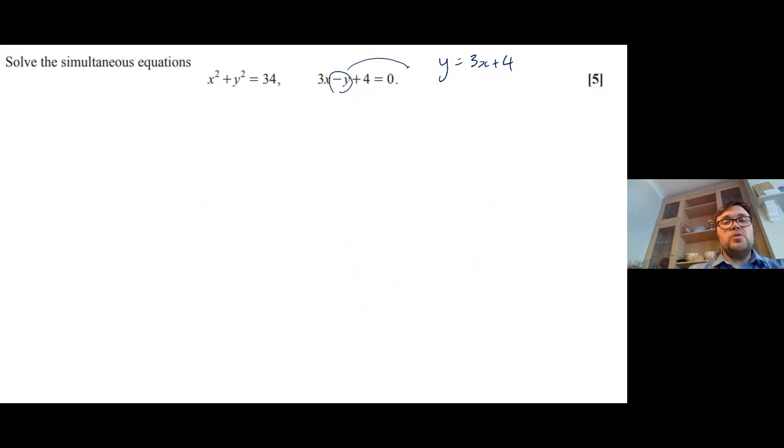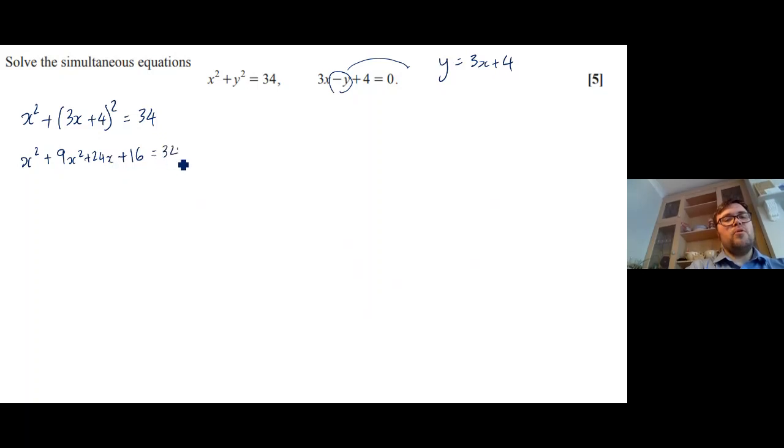Substitute that straight into the quadratic, so that we have x squared plus 3x plus 4 all squared equals 34. And again, you can see how to expand this. You can take the 3x plus 4 over to the right-hand side and expand it as a double bracket. How I would then expand it would be square the first, so 3x all squared is 9x squared. Square the last, so that's going to be plus 16, and twice the product. 3x times 4 is 12x, double it, so that's going to be 24x. And that is equal to 34.